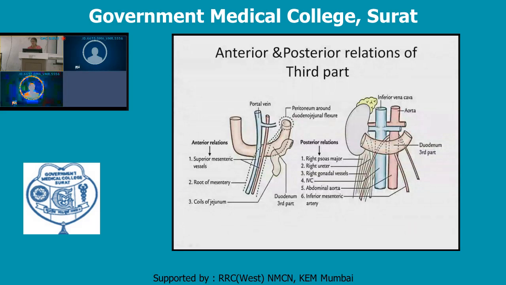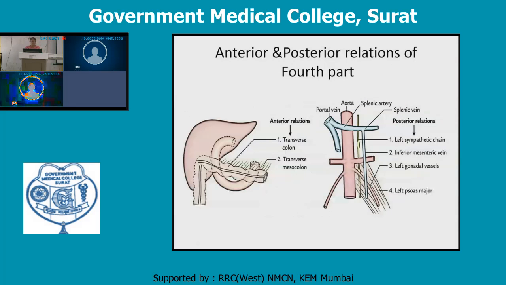So what you have to remember, this horizontal third part is related to vertically running structures of the posterior abdominal wall. Anterior and posterior relations of fourth part: you can see this is the small fourth part, 2.5 centimeters, anteriorly related to transverse colon and transverse mesocolon. Second part is also anteriorly related to transverse colon and transverse mesocolon. And fourth part is related to transverse colon and transverse mesocolon.